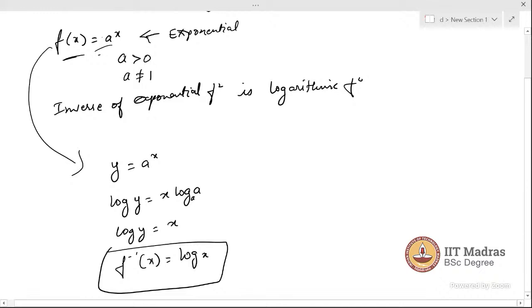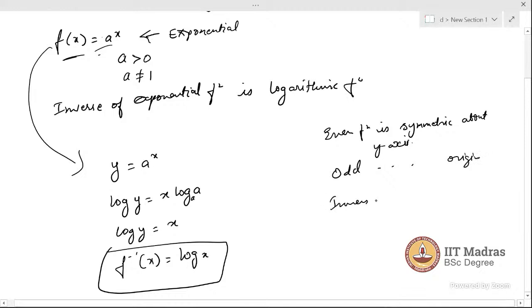So even function is symmetric about the y-axis, correct? We know that an even function is symmetric about the y-axis, right? What about odd functions? Symmetric about the origin. What about an inverse function? It is a mirror image about y equals x. So an inverse function is basically the mirror of y equals x.